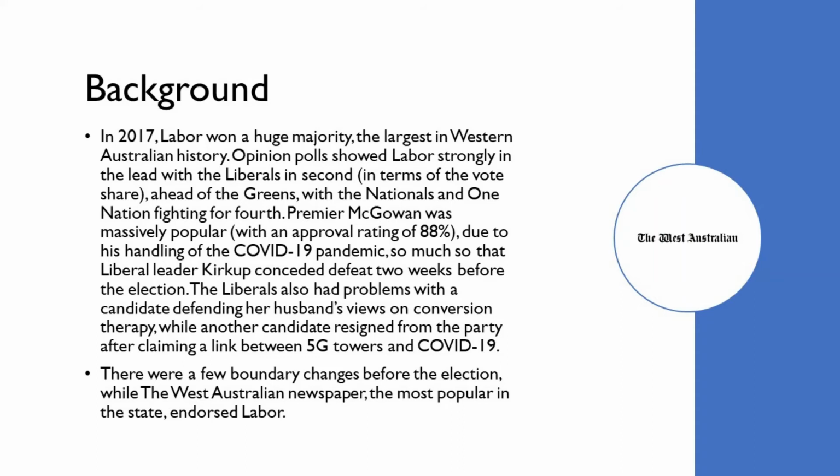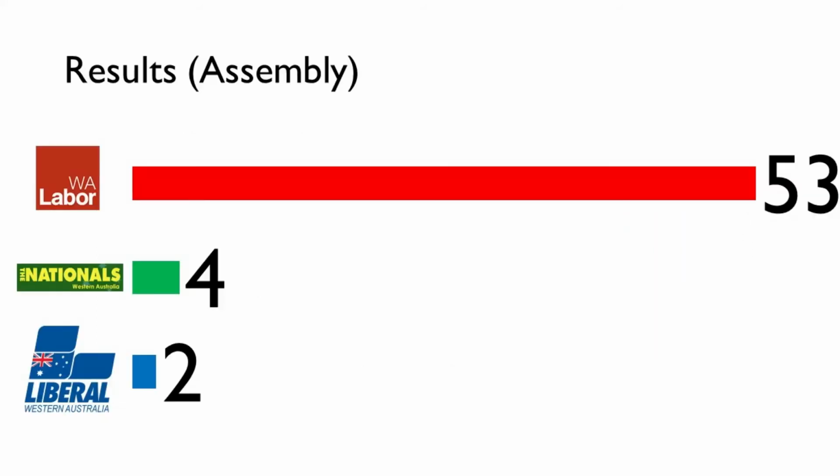There were a few boundary changes before the election, while the West Australian newspaper, which is the most popular in the state, and really one of the only big papers in the state, endorsed Labour, which is actually uncharacteristic for them. And all of this pointed to a big victory, and it was.